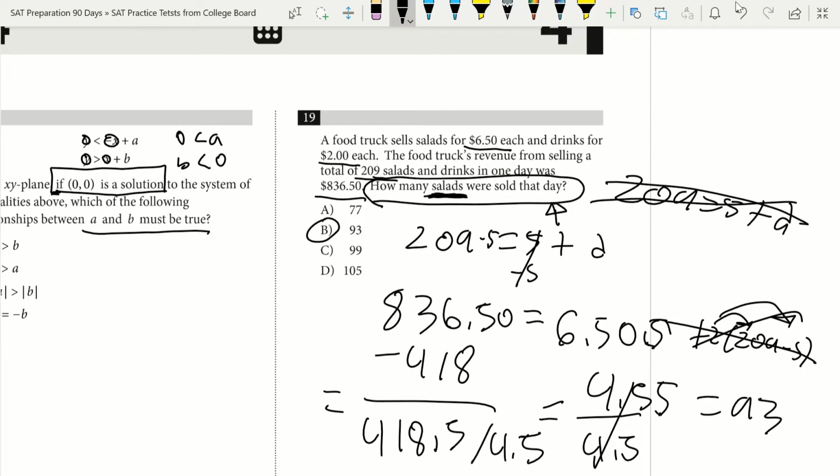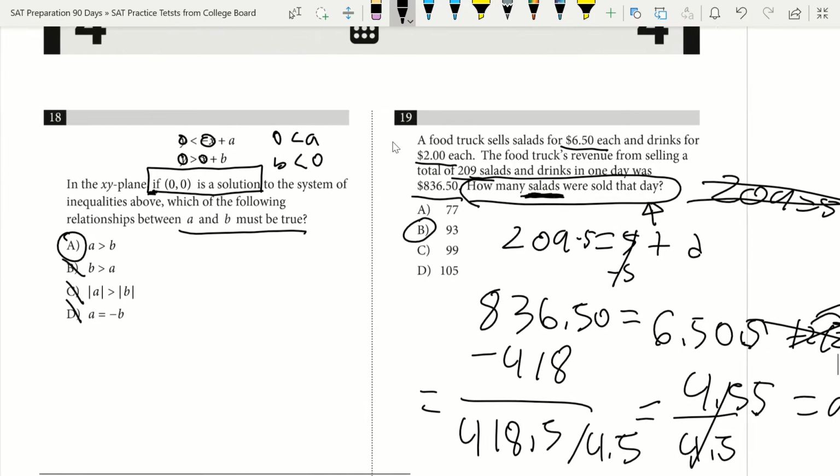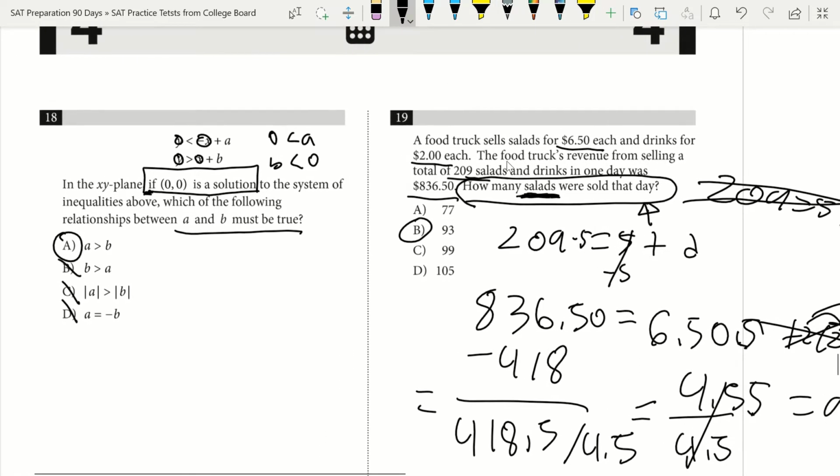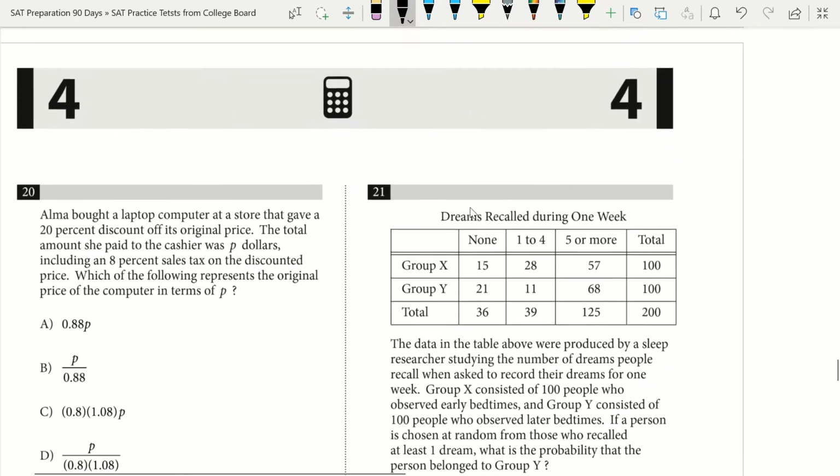So that's going to be B, 93, for 19. Now we can move on to number 20. Also, notice how I set up my equations as I read through. That's something I recommend as well.